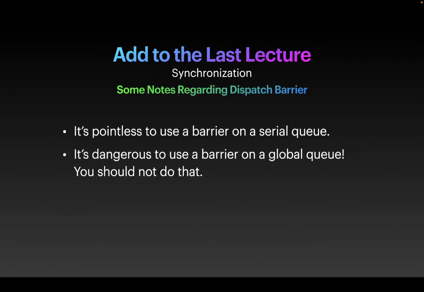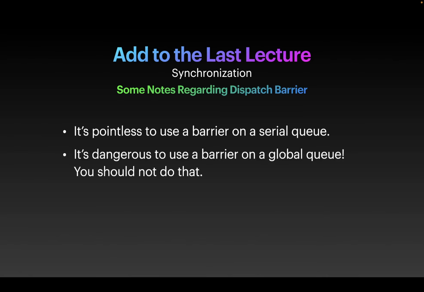Now, some notes regarding the dispatch barrier. First, it's pointless to use a barrier on a serial queue, because it's a serial queue. No matter what you've done, you only execute things serially, so barrier has no effect on the serial queue.